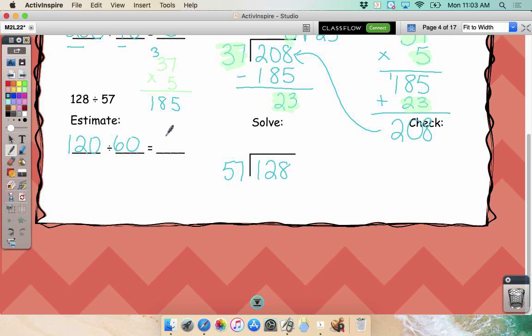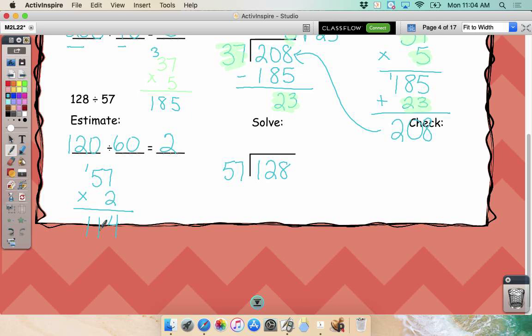So 120 divided by 6 is 2. So what number am I going to multiply times 2? 57. I'm going to see if that actually works. 57 times 2. Let's see if it's more than 128. And if it is, we have to go down. Is that right?